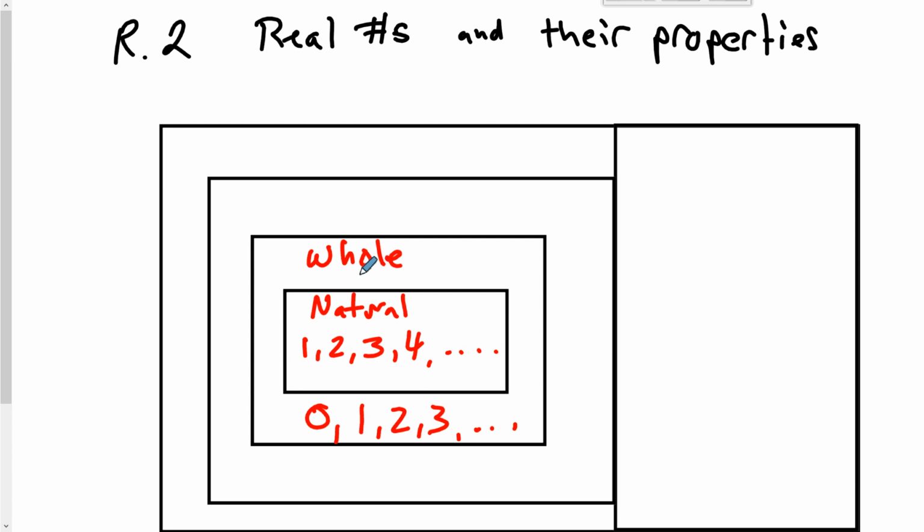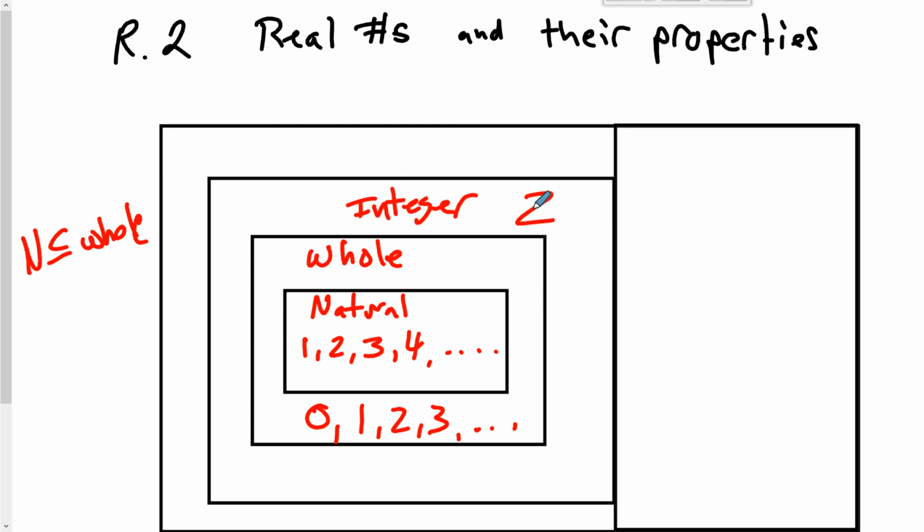Natural numbers are usually denoted with an N. They're a subset of the whole numbers. But whole numbers are not a subset of natural numbers because 0 is not in the naturals. And then outside of those are integers.